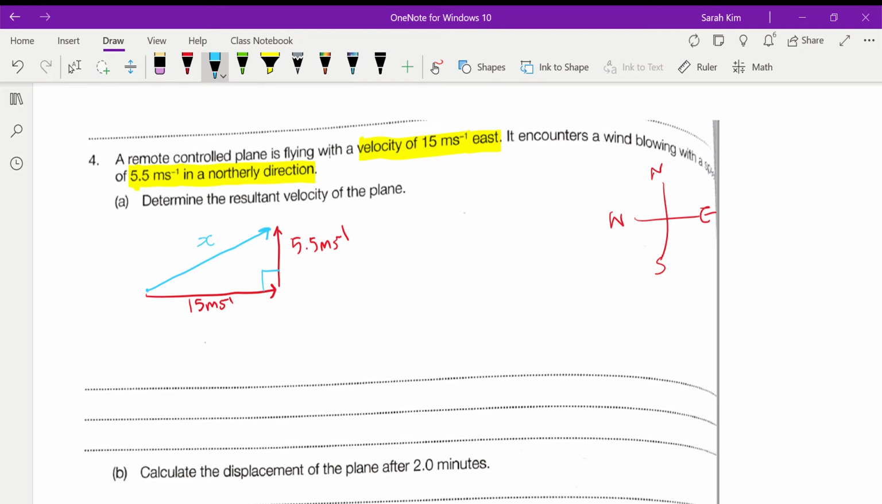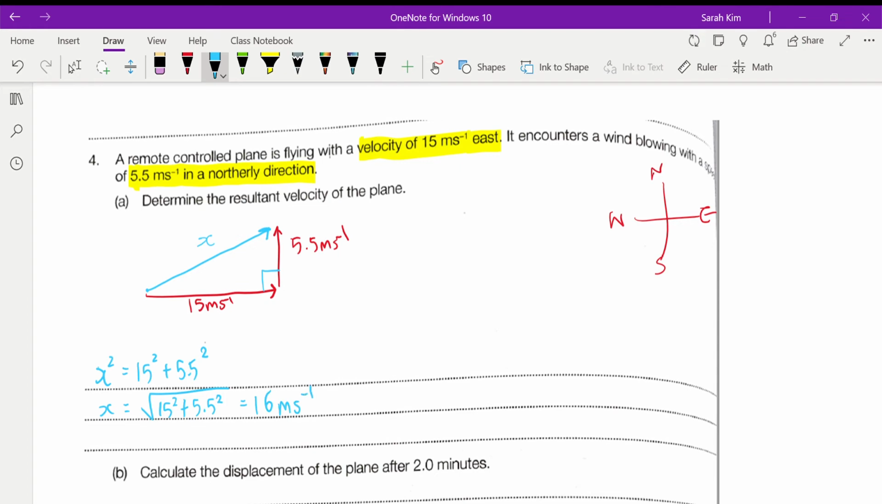To use that, I just use Pythag. So x squared is 15 squared plus 5.5 squared. So x is the square root of all that. So you just chuck that in the calculator. And hopefully you get 16 meters per second.